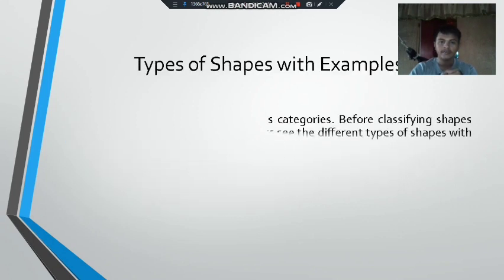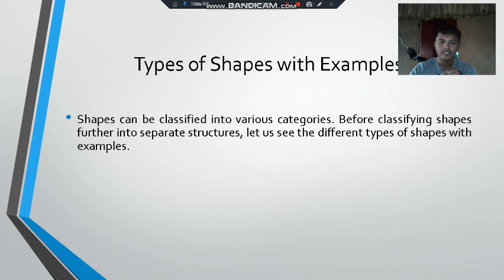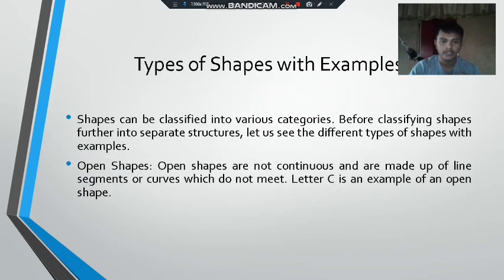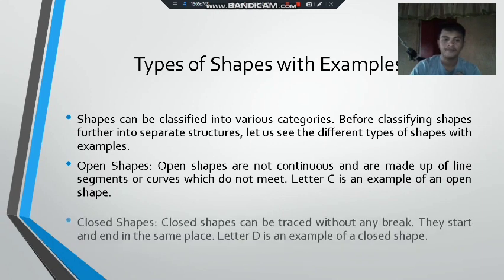Types of shape. Shapes can be classified into various categories. Before classifying shapes further into separate structures, let us see the different types of shapes with examples. Open shapes. Open shapes are not continuous and are made up of line segments or curves which do not meet. Letter C is an example of an open shape.